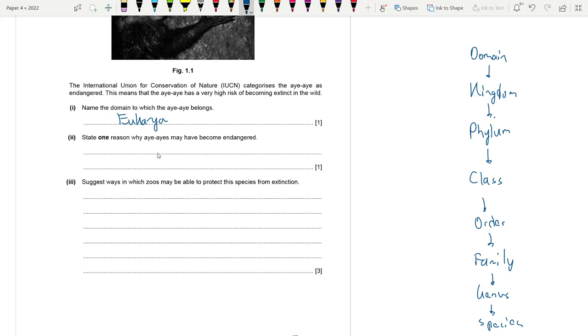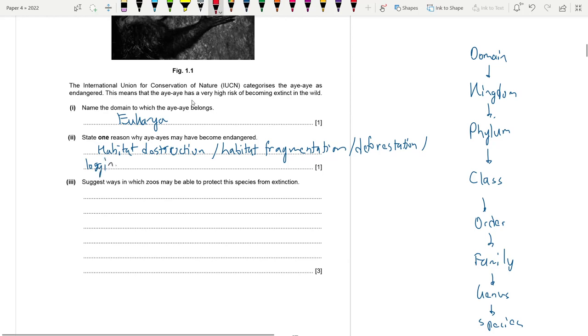State one reason why IIs may have become endangered. This is a common question. Typically, this is due to habitat destruction. Habitat destruction, you could also say habitat fragmentation or deforestation, or you could classify it as logging.